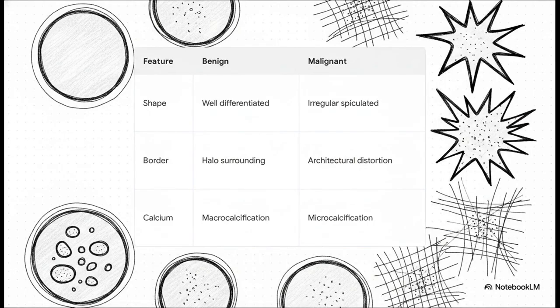During the radiological step of that assessment, mammograms give us some incredibly specific visual clues. Benign masses often display larger, coarser macrocalcifications, and they usually possess a very distinct, well-differentiated halo around the lesion. Malignant tumors, on the other hand, behave aggressively. They show up as architectural distortion, microcalcifications, and have these irregular, spiculated borders.